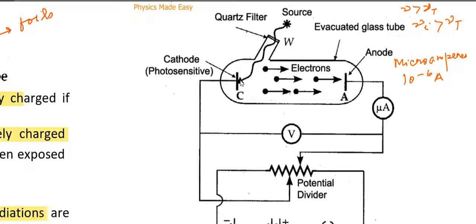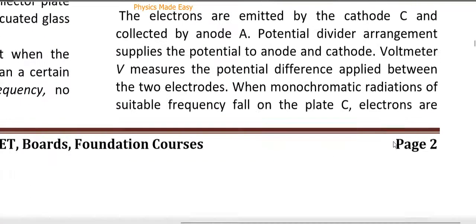Electrons will be collected by the anode, which is positively charged with respect to the cathode. It has positive potential. This is the voltmeter and this is the potential divider arrangement. Again, I am repeating that we can apply different values of potential difference between C and A by making use of the potential divider arrangement. This is the microammeter, which is used to measure the current.